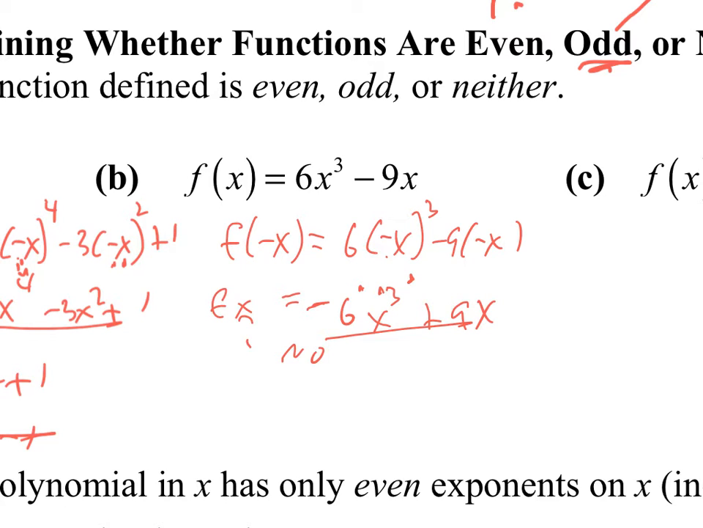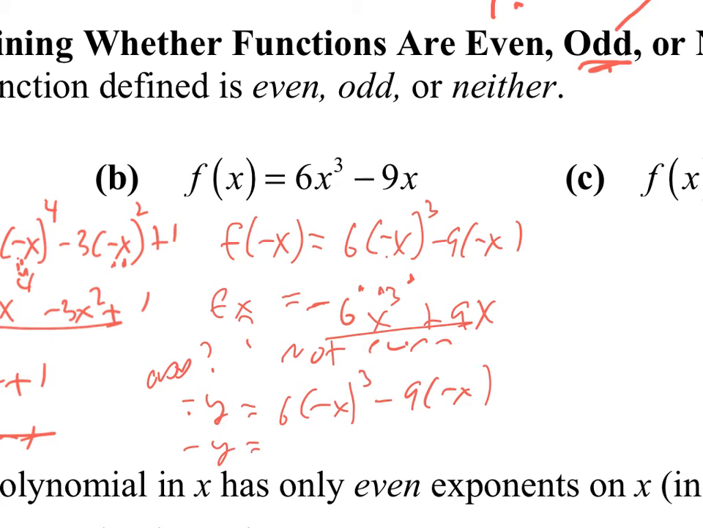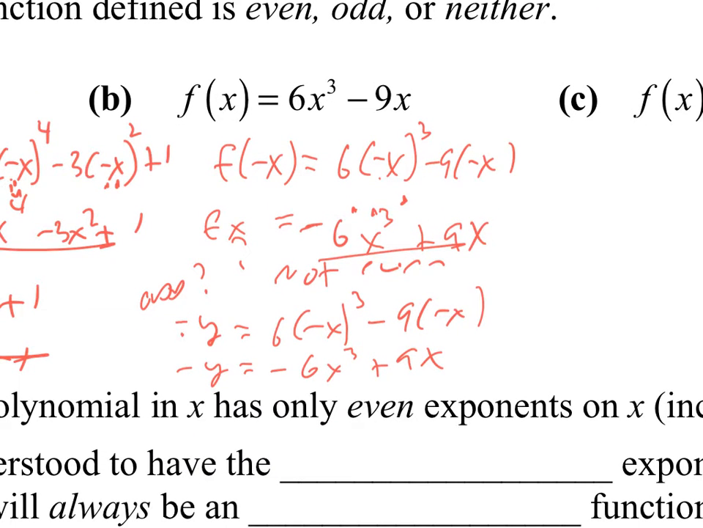Well, therefore, if it's not even, it can't be an odd function, because for odd function, I have to be able to put the negative x and the negative y. Let me do them both negative. Negative y, is it equal to 6 times negative x cubed minus 9 times negative x? I know it's not even, but I'm checking, is it odd? That means both negatives go on the y and the x's. Negative y equals negative 6x cubed plus 9x. If I divide everything by a negative to solve for y, I get 6x cubed minus 9x. It's the same as the original. So yes, it's an odd function.